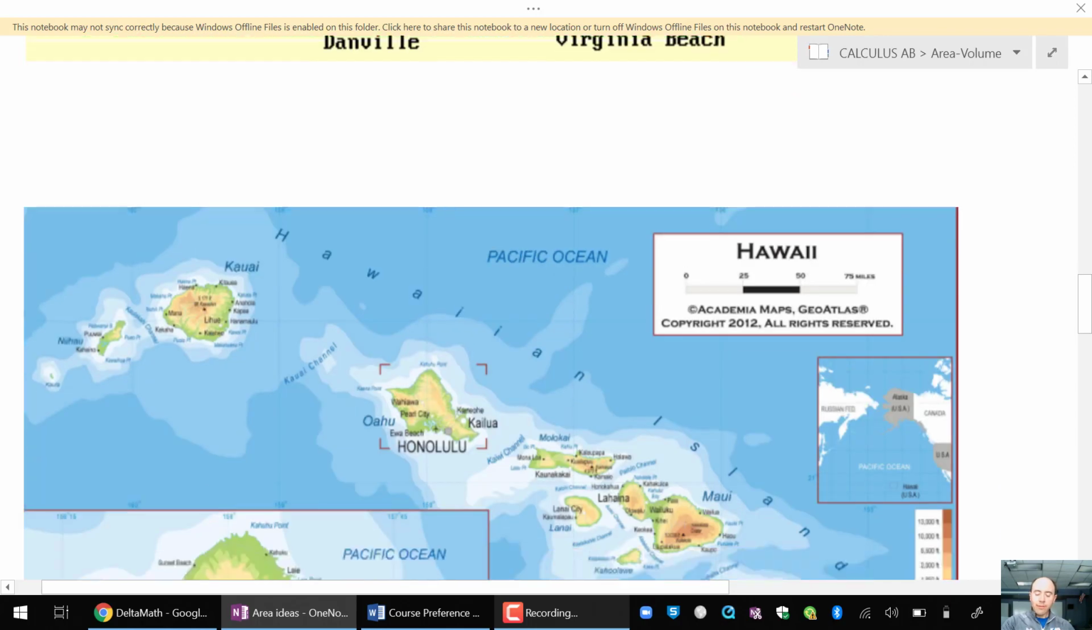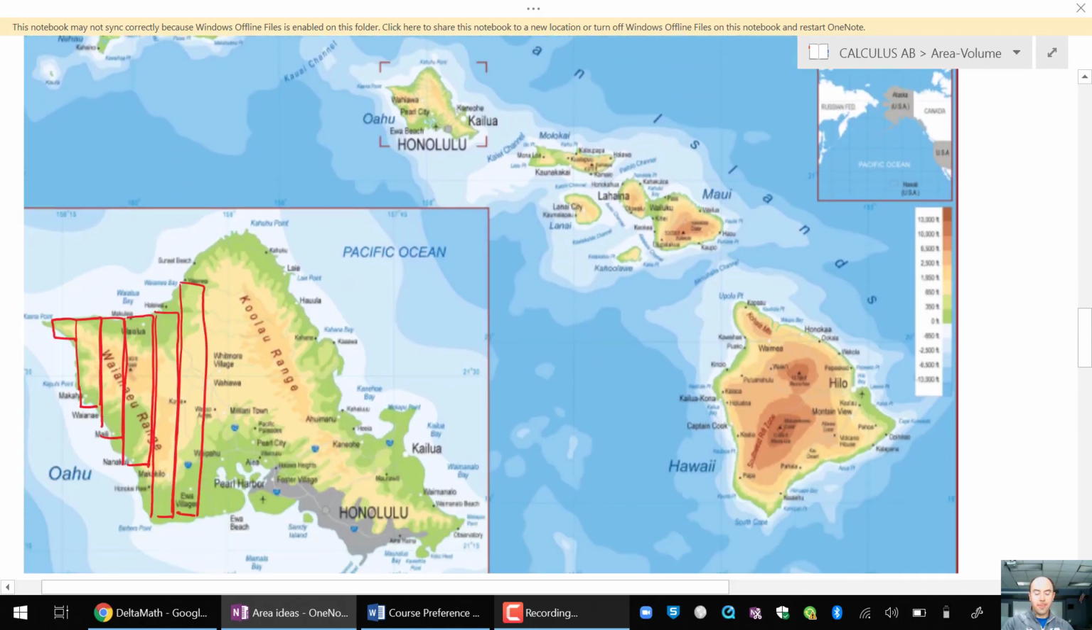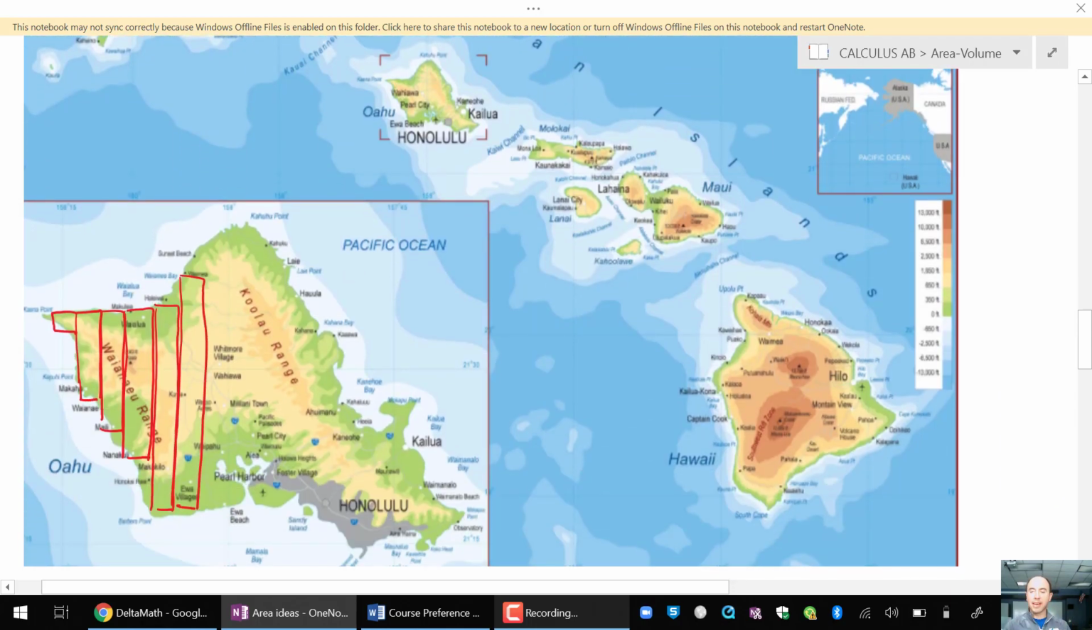Or, for another example, what about the state of Hawaii? Here's a zoomed in picture of the island of Oahu. And again, if I want to know the land area of Oahu, I would not really know how to do that. It's not rectangular. It's not a perfect geometric image. But if I start to build rectangles across the island, find the area of each rectangle, add them together, I'm starting to get a good picture of an approximate land area of this island.